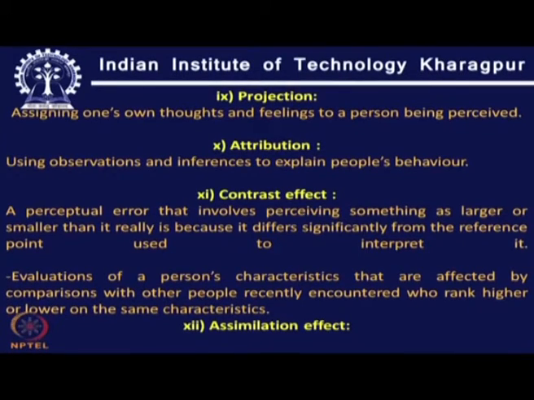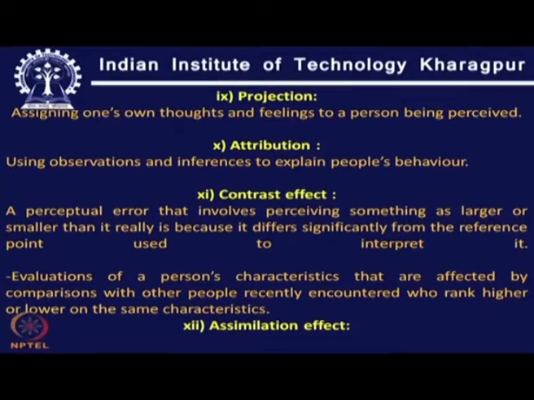Projection. It is again assigning one's own thoughts and feelings to the person being perceived. So you are projecting your own beliefs on that person. Attribution is using observations and inferences to explain a person's behavior. This we will discuss in detail in the next lecture, like how attribution takes place and how it may lead to certain errors of perception.